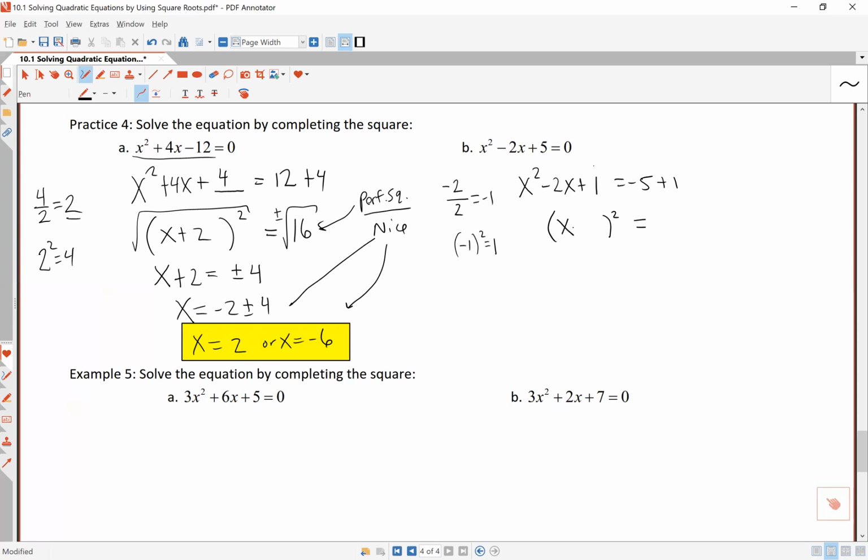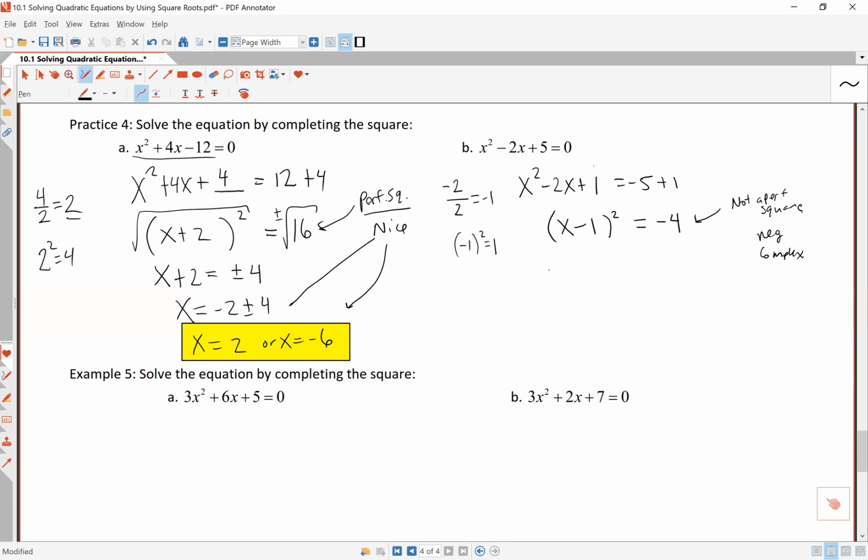So I have x minus 1 squared on the left, and on the right I have negative 4. Now that's not a perfect square because of the negative. So we're not going to get the nice answers like 2, negative 6. And in fact, because it's negative, we're going to end up with complex solutions.